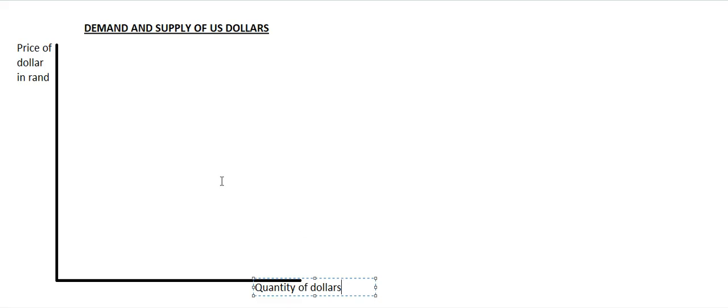Now what is very important when we work with these graphs, it can get very confusing. So it's very important that you understand certain things. Your graph is always going to have a heading. It's going to say demand and supply of. It can be demand and supply of US dollars. It can be demand and supply of yen. It can be demand and supply of Chinese yuan, any currency. Whatever currency is in the heading, if this is the demand and supply of US dollars, the price has to be in another currency.